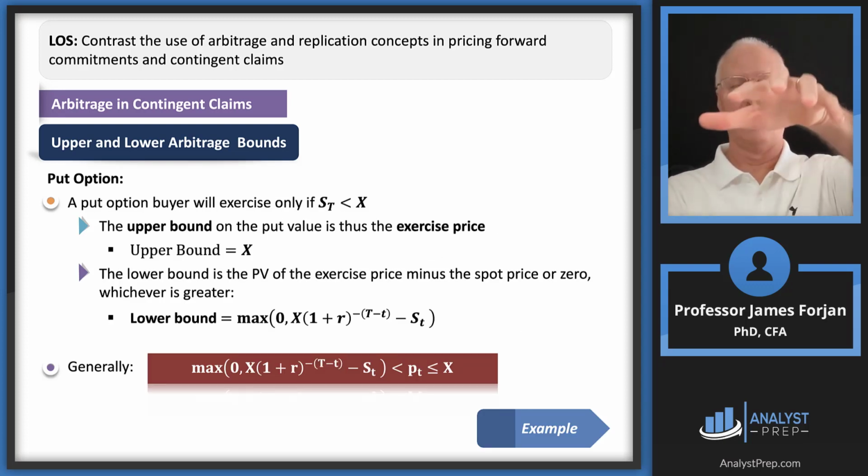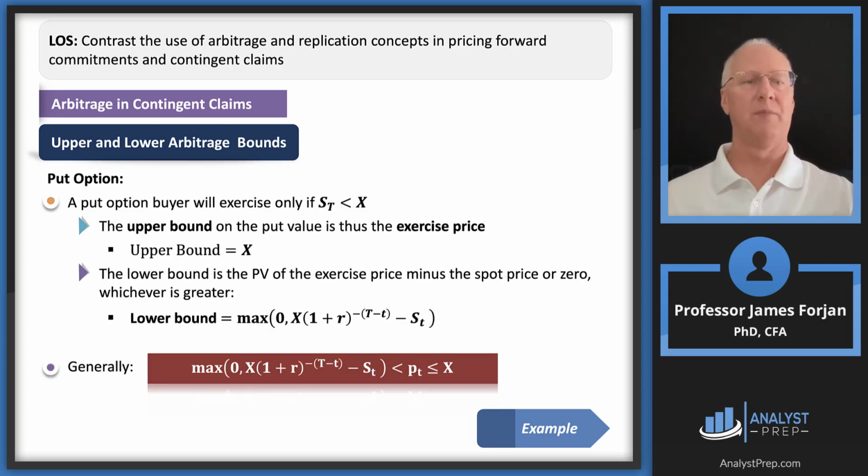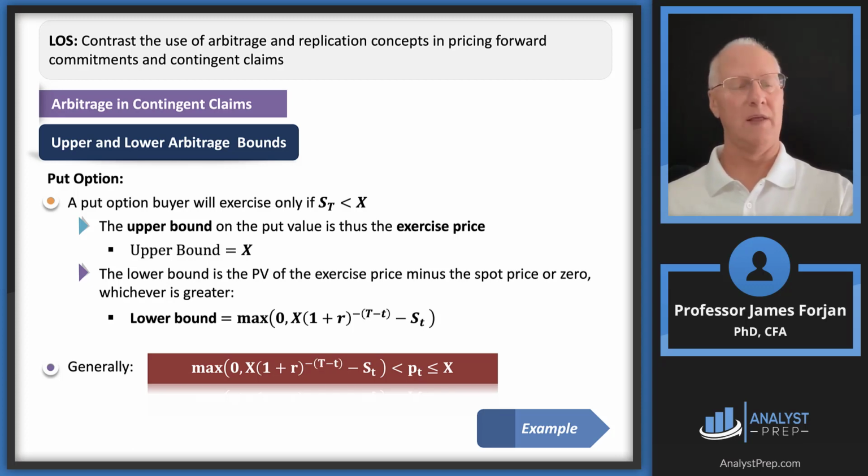Put option, what do I do all the time? I'm just going to say let's turn it upside down, and so we'll do just the opposite. That P sub T, notice that's in between the two less than signs. And so we're upper bounded by the exercise price, and we're lower bounded by the difference between the present value of the exercise price and the stock price itself, or zero.